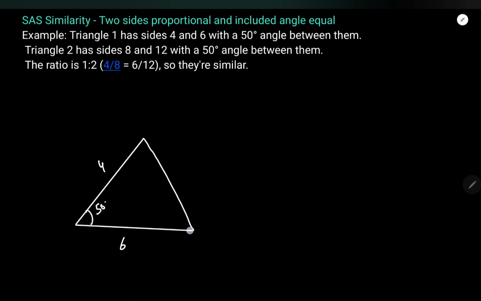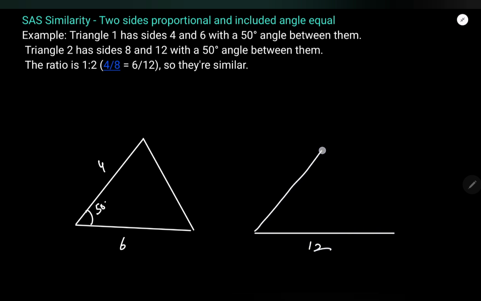And another triangle I have, 8 and 12. Suppose this I take 12, this I take 8, right? And then I take this angle as 50 degrees and then I join them. Then these two triangles are similar, and this is the SAS rule of similarity, not congruency. If they were equal, then congruency, right?